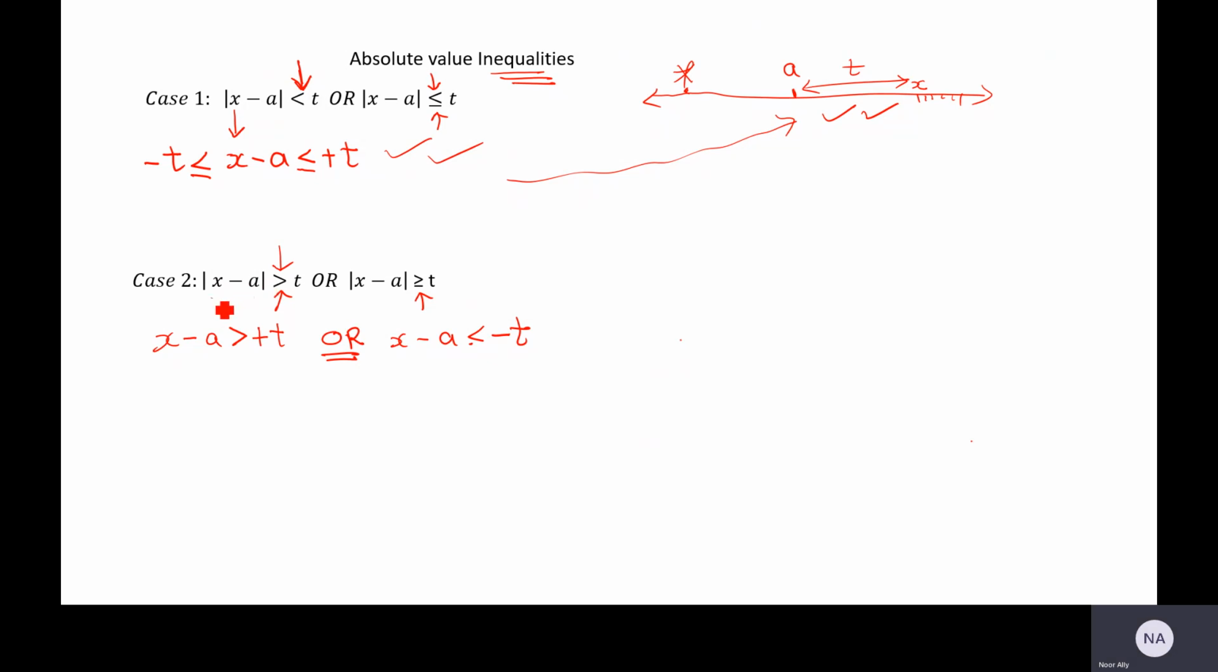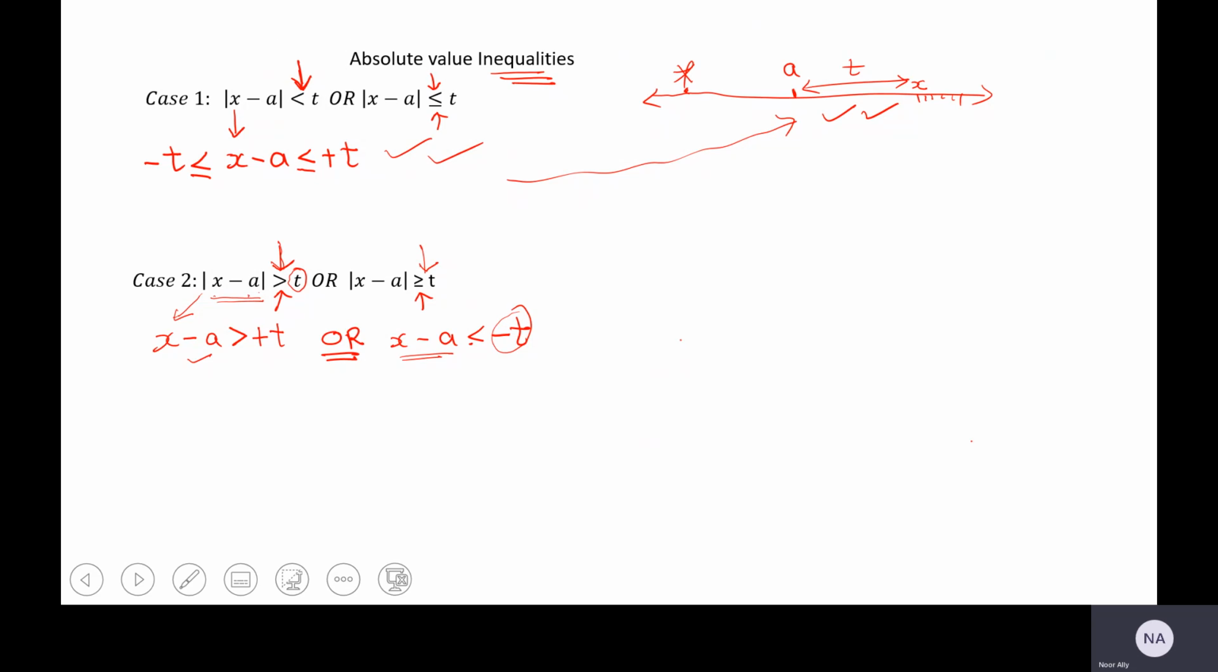When you have an absolute value inequality that has a greater than sign or a greater than or equal to sign, then you drop the absolute values and you say whatever is between the absolute values is greater than the positive of the right hand side, or whatever is between the absolute values is less than the negative of the right hand side.